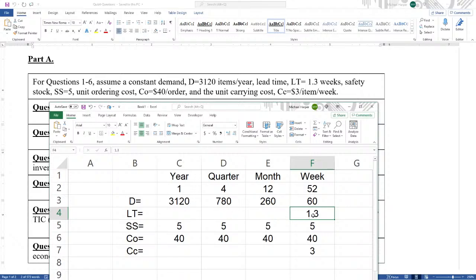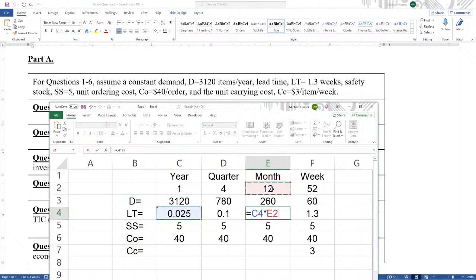Now lead time is different when you go all the way to a year. If it's 1.3 weeks, notice this is items per year, so year is in the denominator. But here, this is in weeks, that's in the numerator. So when you move up here, this is going to equal 1.3 divided by 52, say 0.025. Then when you start coming back down, this equals this times 4, and this equals this times 12.